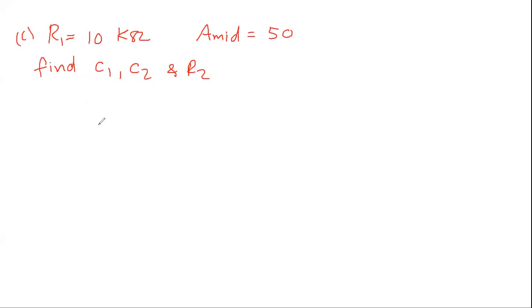So what equations do we use to find out? You are also given the two cutoff frequencies. F1 is 200 hertz, and F2 is 500 hertz. So how can we use this information to find out how much is C1, C2, and R2?